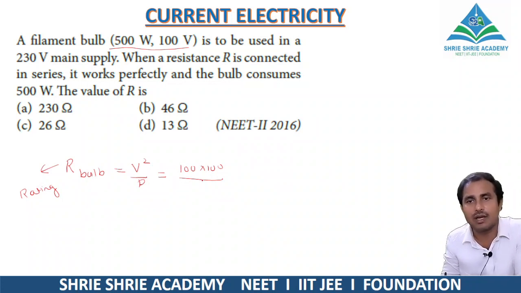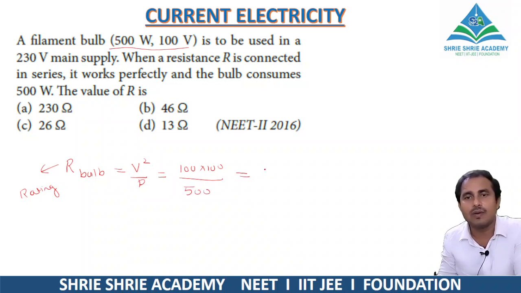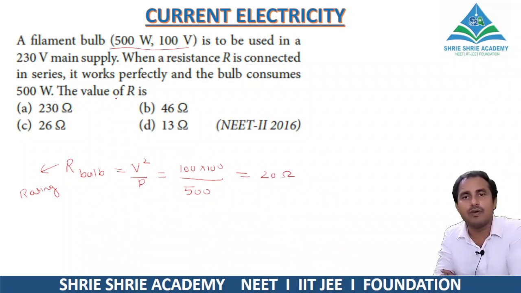V square means 100 into 100, and the power is 500, right? So from here you get 20 ohm as the resistance of the bulb. Fine. 20 ohm is the resistance of the bulb. Now what we have to do is that it works perfectly because the supply voltage is 100 volt.